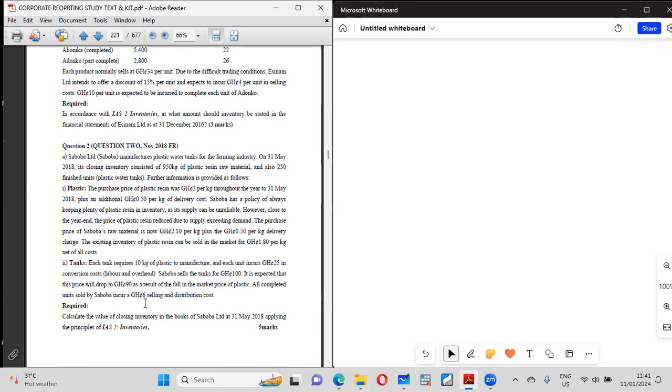All right. So we have all this information, but the question said to calculate the value of the inventory in the books of Saboba, applying the principles of IAS 2. So if that is the case, we will need 2 things. We will need cost. We will need net realizable value.